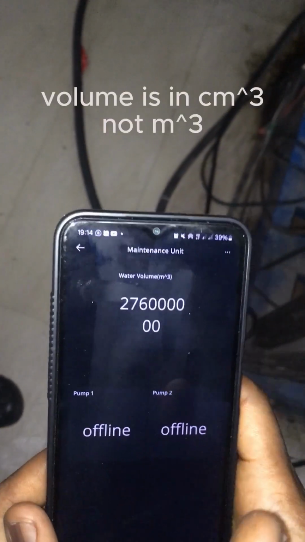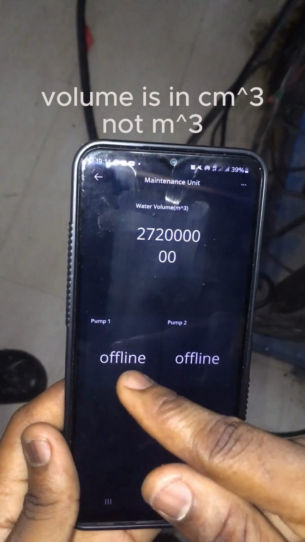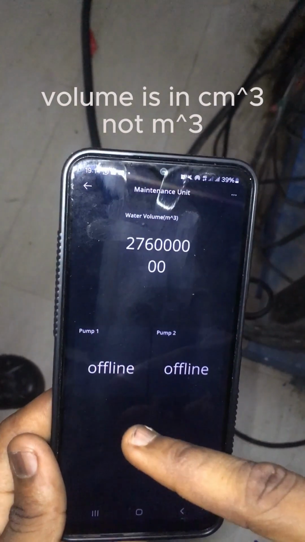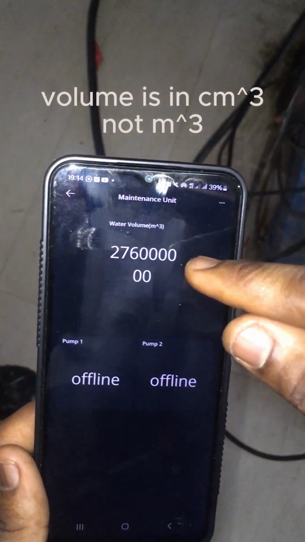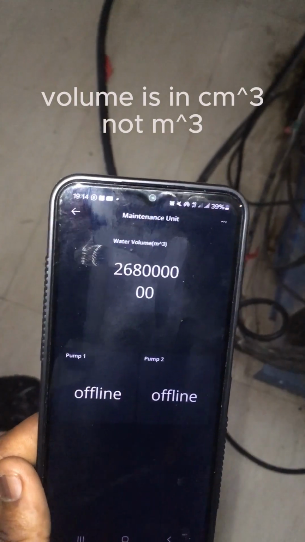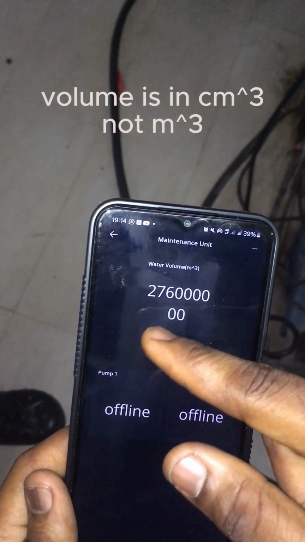This is the Arduino IoT app, and there you can see the volume of water and the state of the two pumps. Pump 2 is not currently operational, so we're only using pump 1. Consider the volume of water in cubic centimeters. You can see it's constantly varying because the water is continually being sucked out of the tank and also pumped in continually.